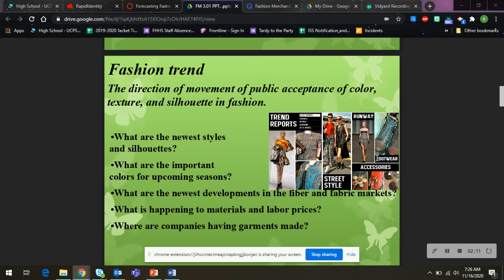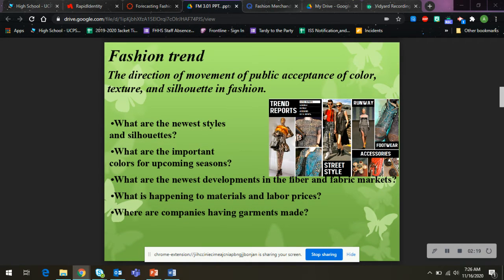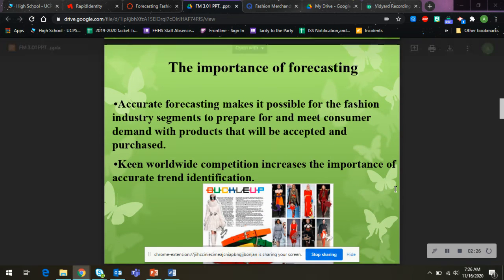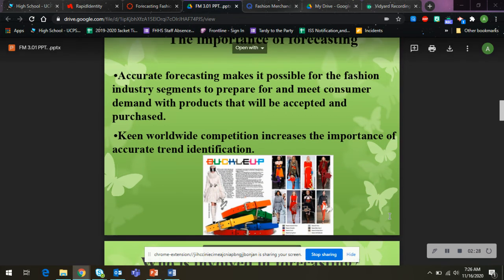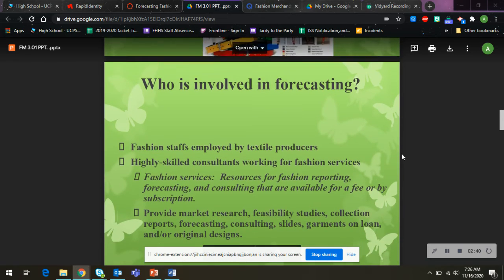So we all know what a fashion trend is. That was one of the very first vocab words we had in here. It's the direction of movement of public acceptance of color, texture, silhouette in fashion, and the people who are trend setters are the people we get all of that stuff from. The importance of forecasting, it makes it possible for fashion industries to meet their consumer demand. So if they know something is not going to be popular, then they're not going to want to make it. It needs to be able to be accepted and purchased so that way they can make more money.